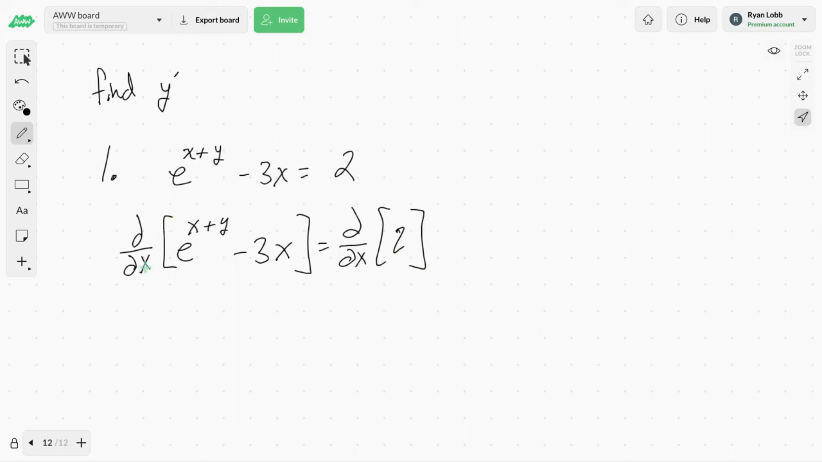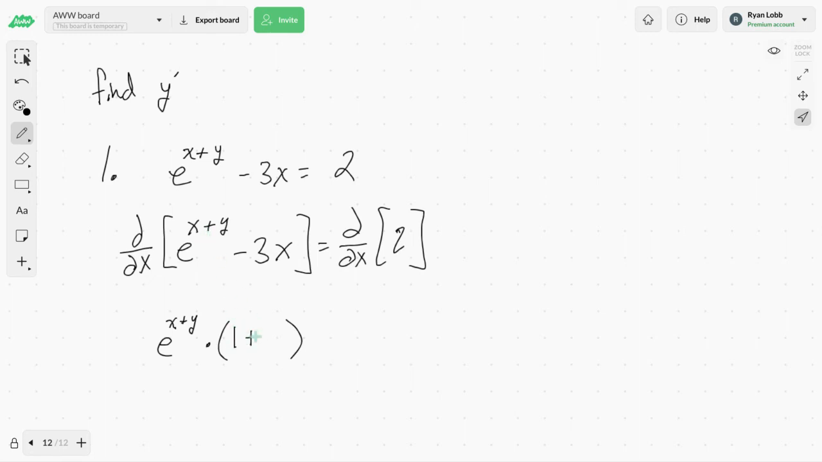Over here, careful, because this is where we have to make sure we do this correctly. What's the derivative of e to the x plus y? Well, the derivative of e to the x plus y is going to be e to the x plus y, but then times the derivative of the exponent. So here we go, put in parentheses. What's the derivative of x? 1.